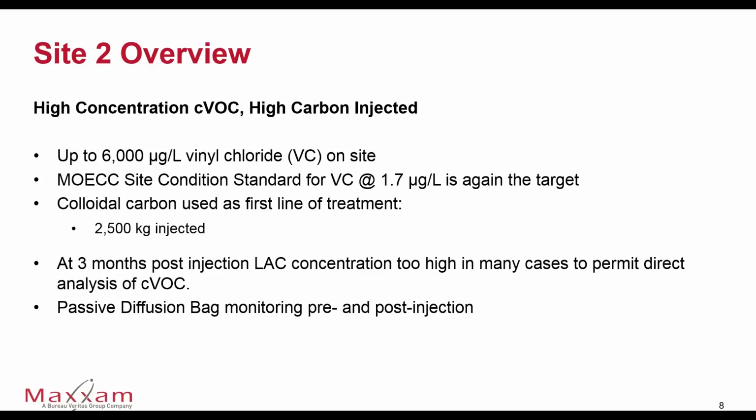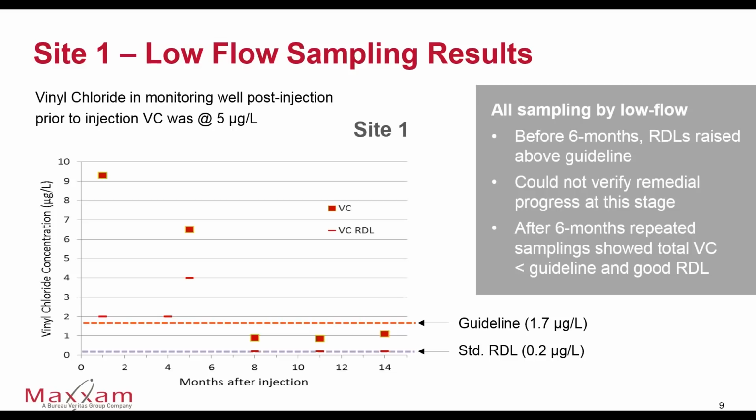And again, the liquid activated carbon concentration was too high in most of the samples to allow direct analysis of those chlorinated solvents without having to increase the detection limit far above that 1.7 microgram per liter limit. In this site, we looked at passive diffusion bags, monitoring both pre and post injection in order to understand what that chlorinated solvent concentration was in the water without seeing the interference of the PlumeStop. And I'll describe how that worked in the upcoming slides.